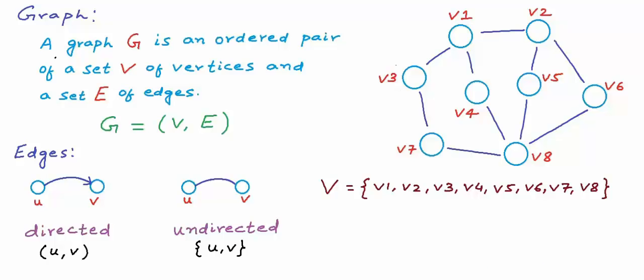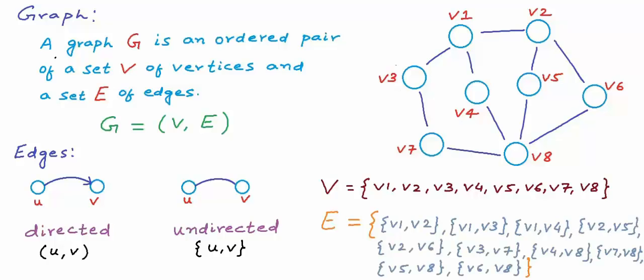We only need to know what two endpoints are being connected by the edge. So now that we know how to represent edges, we can write the set of edges for this example graph here. We have an undirected edge between V1 and V2. Then we have one between V1 and V3. Then we have V1, V4. This is really simple. I'll just go ahead and write all of them. So this is my set of edges.